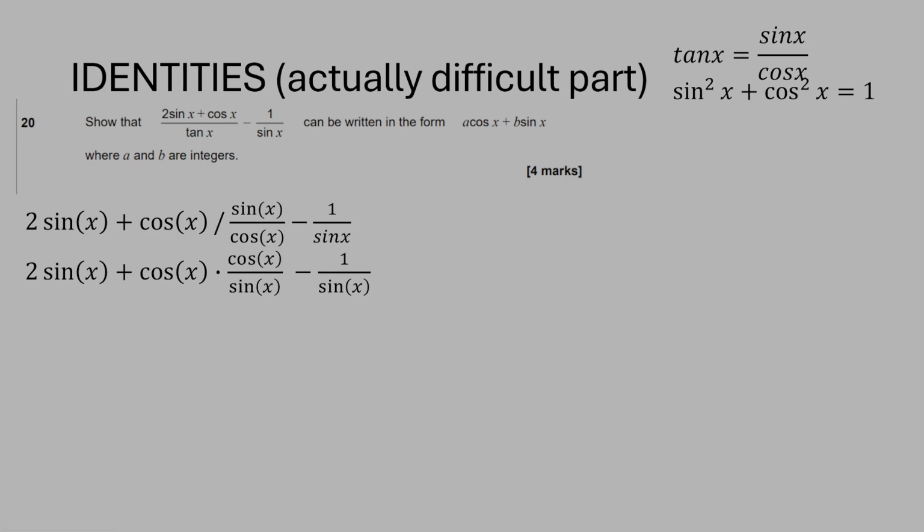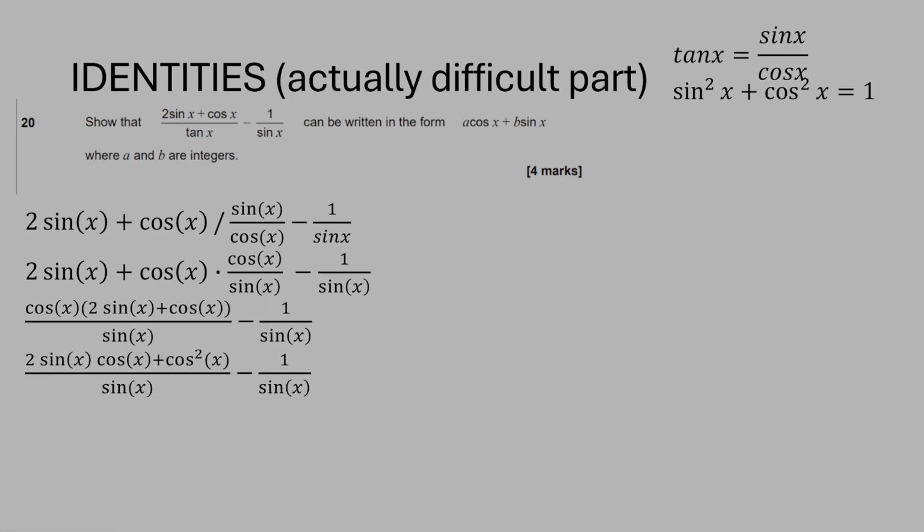Next, we're going to flip it and turn it into multiplication. This is just normal dividing fraction stuff. All right, next we're going to move cos onto the numerator, and we're going to move this 2 sin x plus cos x onto the numerator, and get this fraction here. This is still saying the same thing. Next, we're going to expand the cos x like this.